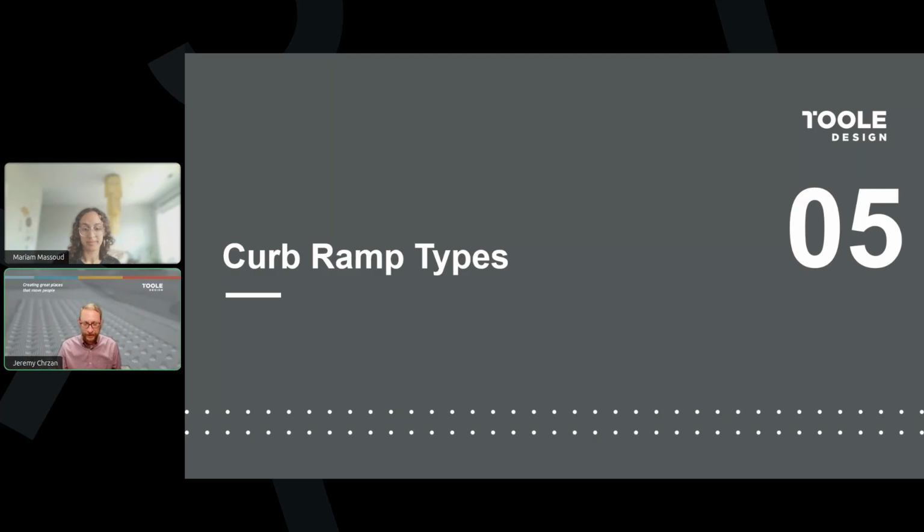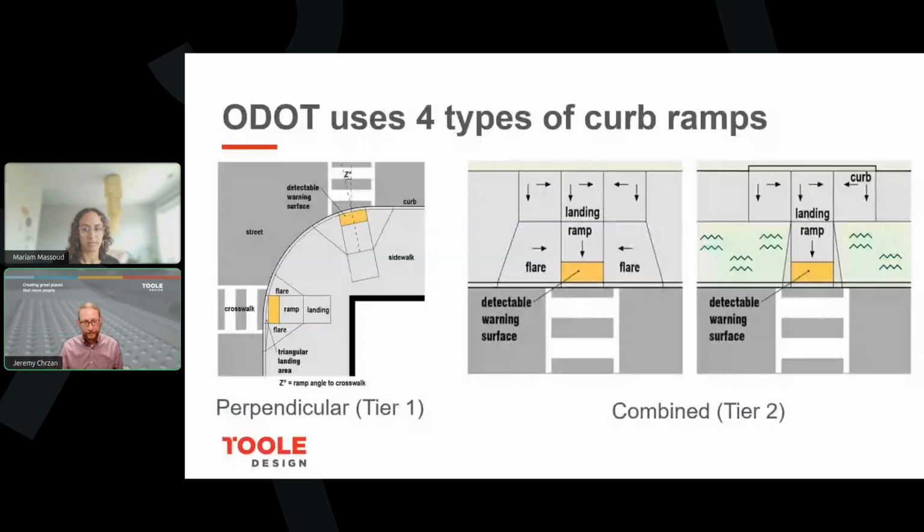Okay. Well, next we'll jump into the different types of curb ramps and walk through their different design elements, some of the design challenges associated with them, so that you're all familiar with those specific topics. So ODOT does use 4 different curb ramp types. They're categorized by tiers, with tier 1 being the primary or preferred design, and that's the perpendicular style curb ramp.